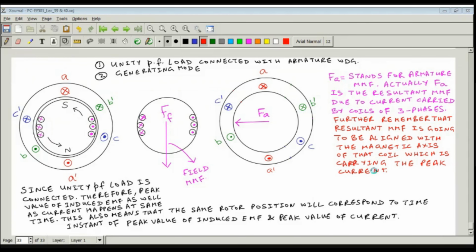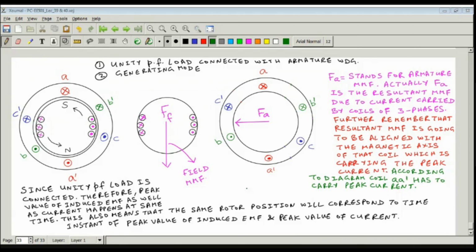According to the diagram, coil A dash has to carry the peak current because EMF is maximum in coil A dash.